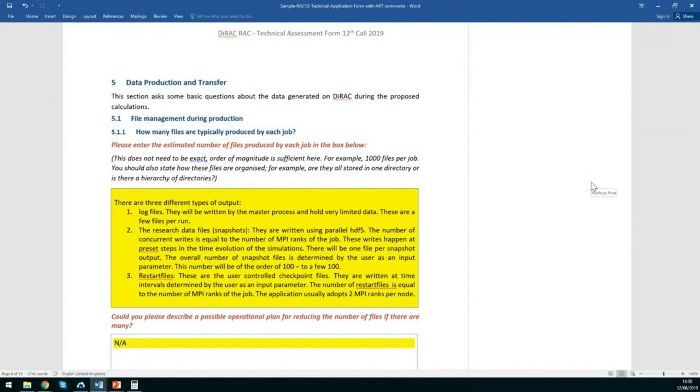That would be the benefit of this one, to use striping in Lustre. The restart files: every single MPI job will write a restart file. This is essentially dumping the memory at the time of the writing, and that is the equivalent to the amount of total memory the job requires.